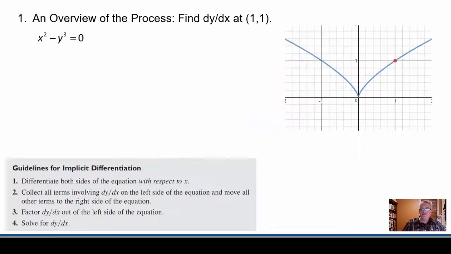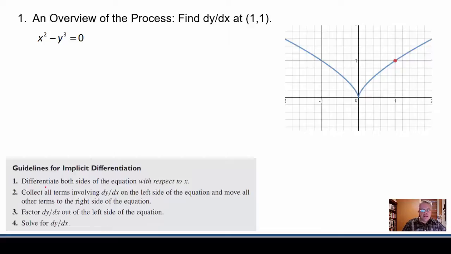Let's try it for this curve. We're going to find the derivative of the function defined by the equation x squared minus y cubed equals 0. The points x and y that satisfy this have a graph that looks kind of like this, and we want to find the derivative at the point (1, 1). So we're going to follow these basic steps as listed in our textbook.